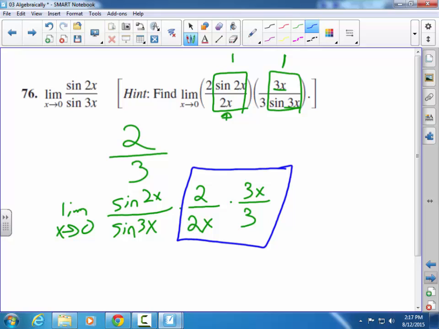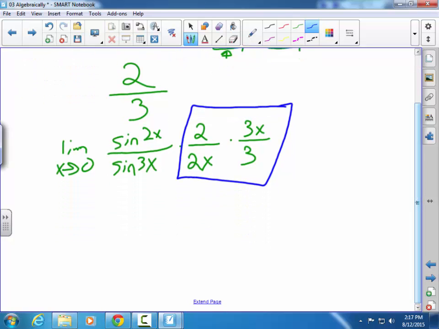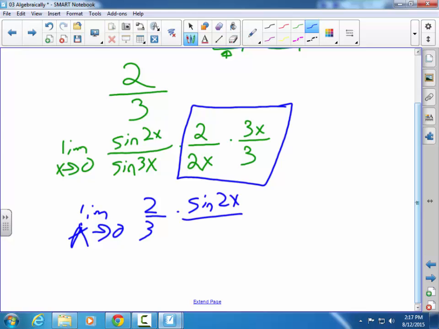So I haven't changed anything by doing it because the 2's will cancel, the 3's will cancel, the x's will cancel. Everything in this blue box is just another name for 1. So all we did is multiply it by the number 1. So we didn't change anything in it. But by doing that, we could put it in a format so that we can see that we have the limit as x approaches 0 of 2 over 3 times the sine of 2x over 2x times 3x over the sine of 3x.